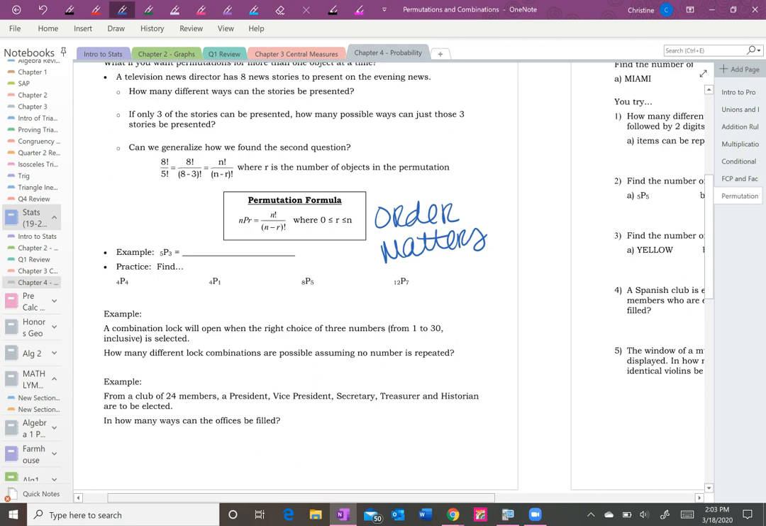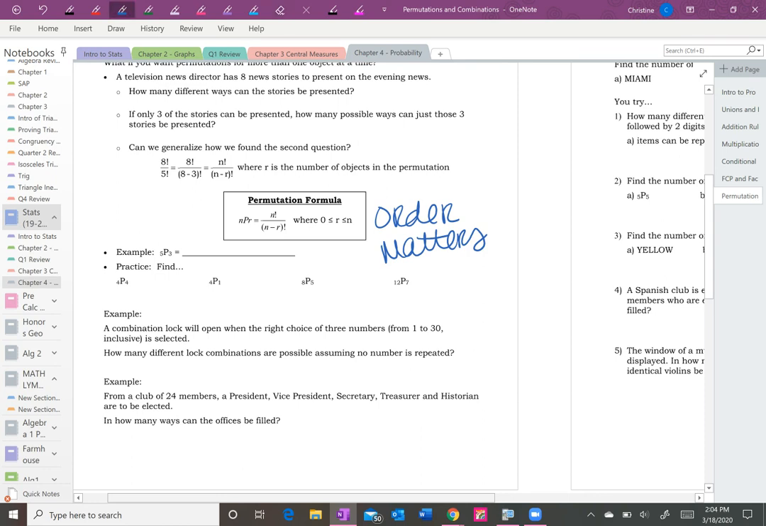Okay, and you'll see down here some examples. So what's the probability, or how many different lock combinations are you able to make? How many different ways can you select these 5 positions from a club of 24 people? Because the order will matter there. You're assigning everybody a role. Just like in a lock combination, 1, 2, 3 is different than 3, 2, 1. Only one of these is going to open the lock. So that's really what we're trying to figure out.